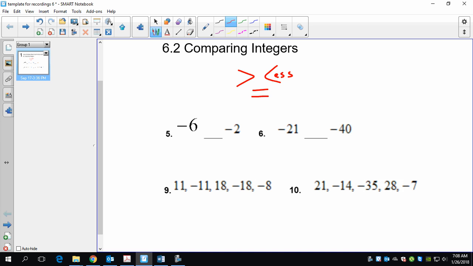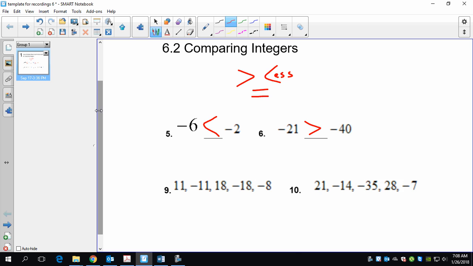Now when we're talking negatives, we want to go with the one that is closest to 0 as being the biggest negative. So if we have -6 and -2, which one is closest to 0? -2 is closest to 0, so therefore it would be -6 is less than -2. For number 6, same thing, -21 and -40. -21 is closest to 0, so it'd be -21 is greater than -40.